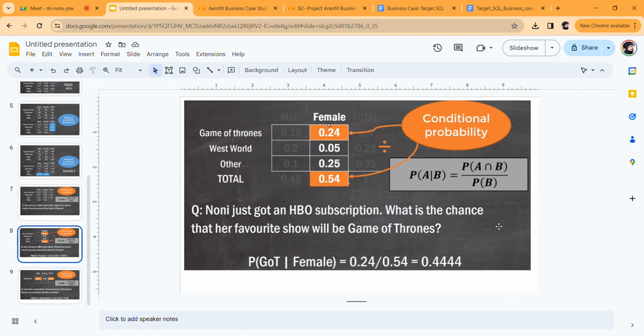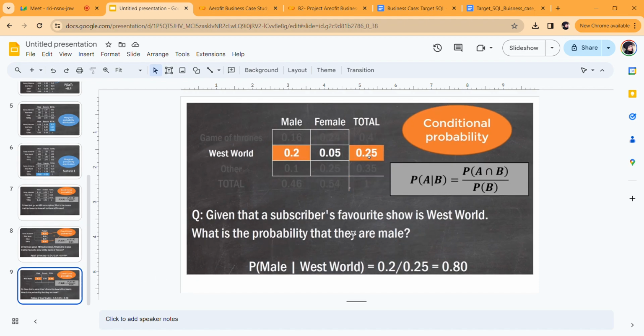So the same thing is given to you in the opposite manner. Given that a person is watching Game of Thrones, what is the probability that they are female? Or what is the probability that they are male? Either thing you can do. If they are male, you can divide by 0.25, and if they are female, then you have to divide it with, I think, yeah, female. If you have to take the female, you have to take 0.5.